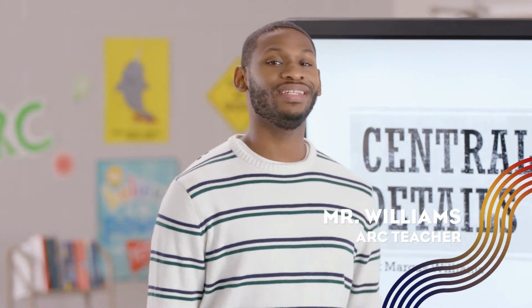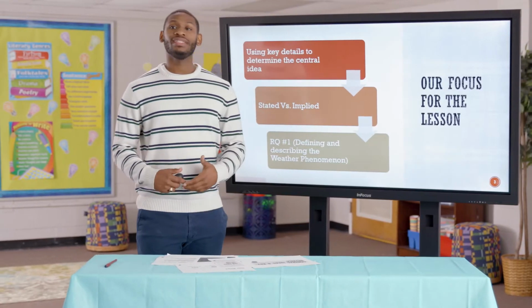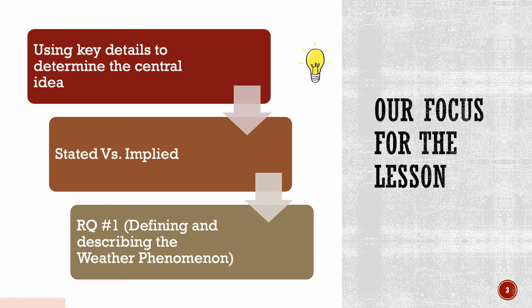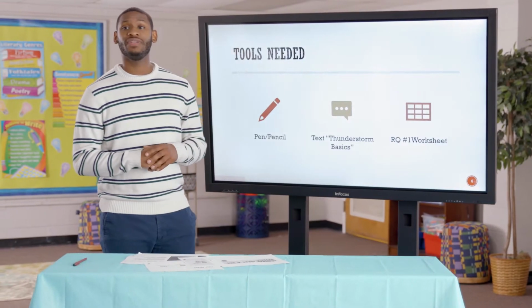This is Mr. Williams, and today we're talking about central ideas and key details. Let's dive in. Our focus for the lesson are these three things. We're going to use key details to determine the central idea. We're then going to determine the difference between stated and implied. And lastly, we're going to work through RQ question number 1, which is defining and describing the weather phenomenon.